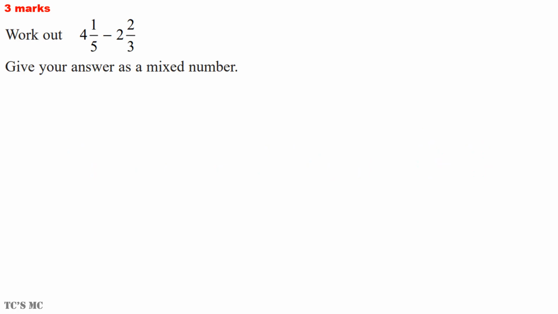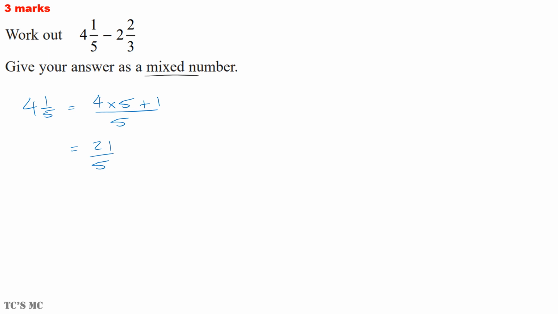Work out 4 and 1/5, subtract 2 and 2/3. Give your answer as a mixed number. To start with, we need to convert the mixed number into an improper fraction. So that's the whole number multiplied by the denominator, add the numerator. The denominator stays the same. We end up with 21/5.